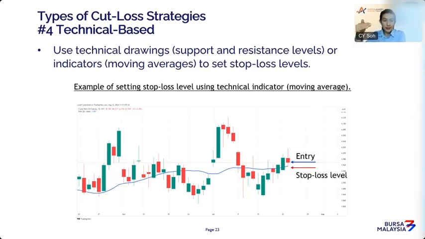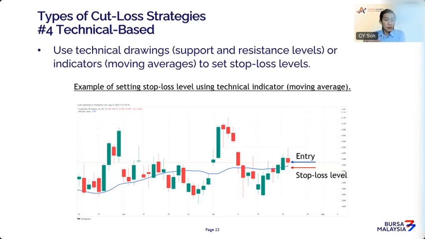So when the price goes below your moving average line, this is where you cut your loss on your long position and get out of your long trade. Again, using a technical indicator, whatever indicator, whether you use Bollinger Bands, moving average, channels, or some other trend following indicators here.